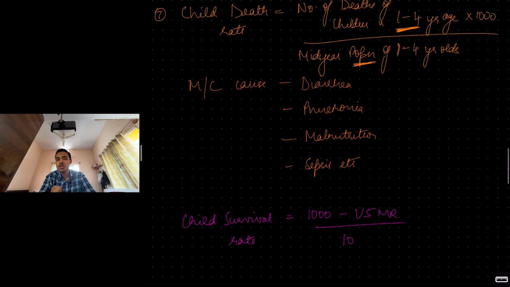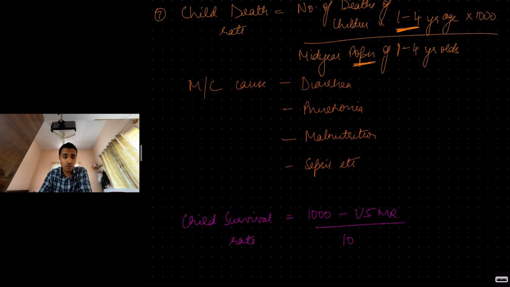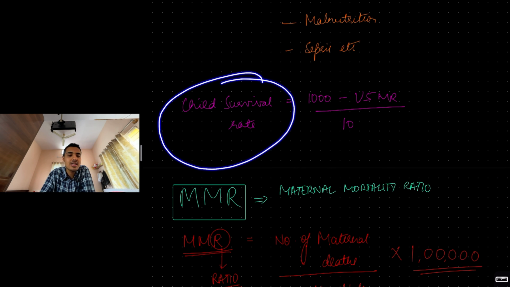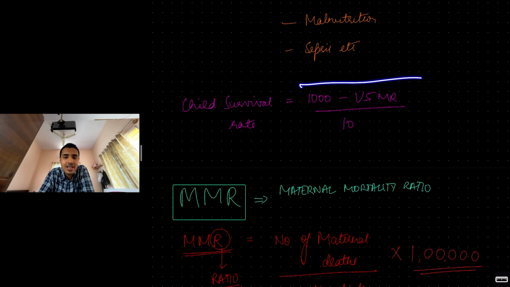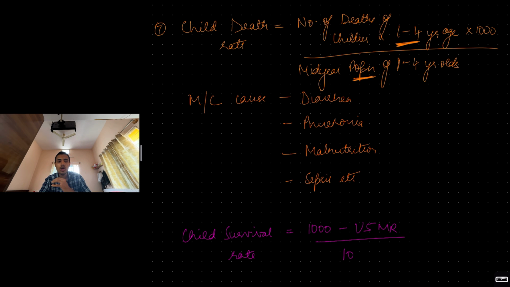Now here the most common cause is not low birth weight and prematurity. Why? Because 1 to 4 years old, meaning you automatically exclude all the infants and neonates. So here the most common causes: pneumonia, diarrhea, malnutrition, sepsis, accidents, malaria, etc. Child survival rate or child survival index, this is another formula. This is given by 1000 minus under 5 mortality rate, divided by 10. Basically, the percentage of children who are surviving up to 5 years of age, that is child survival rate.